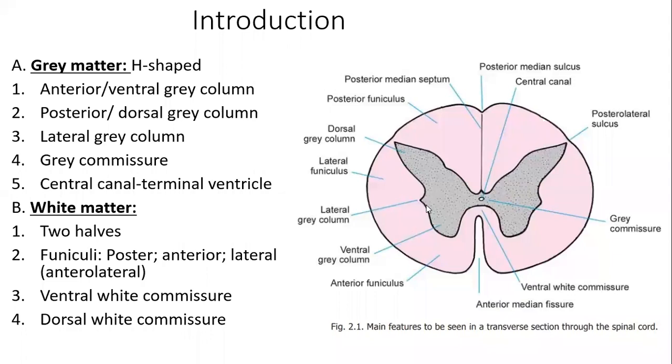Lateral gray column is present at certain levels within the spinal cord, and it is a small lateral projection of the gray matter that is located between the anterior gray column and posterior or dorsal horn of the gray matter.